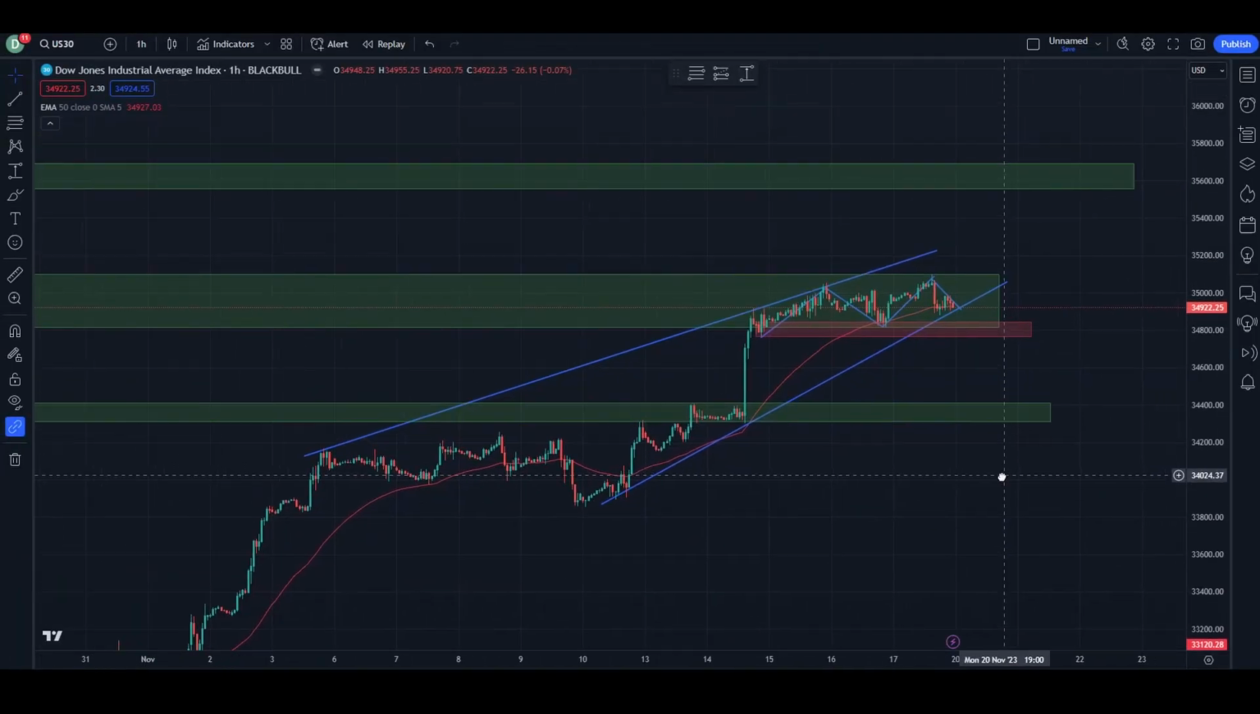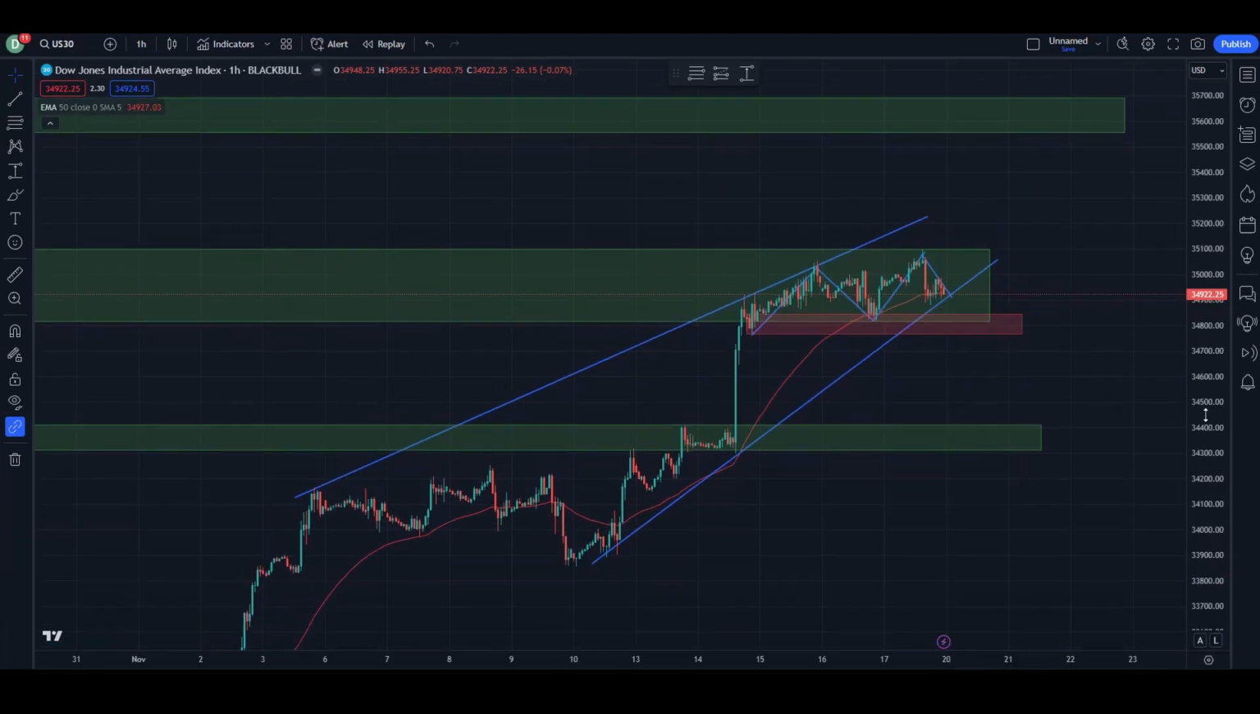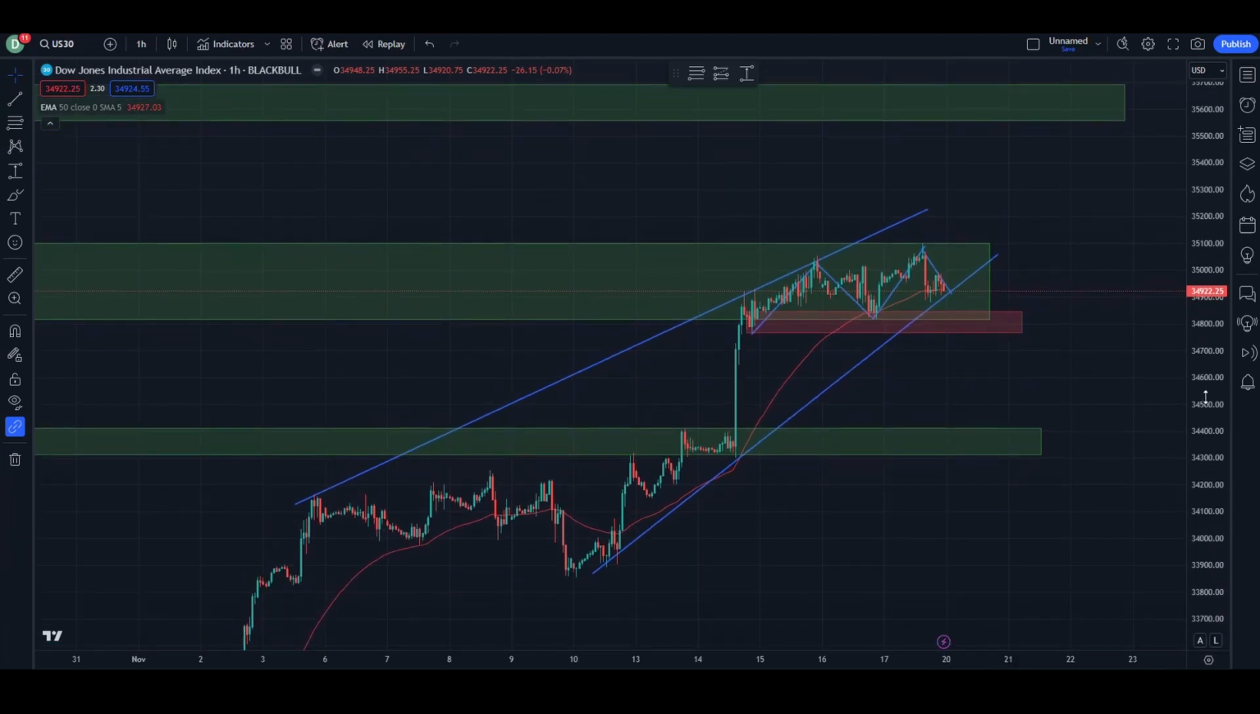Now over here we're looking on a chart for US 30 1-hour time frame, and the price is forming a very interesting situation. First of all, I want you to observe this period over here. You can notice that since the 14th of November, for the next 5 days, the price has been fluctuating up and down in a range.